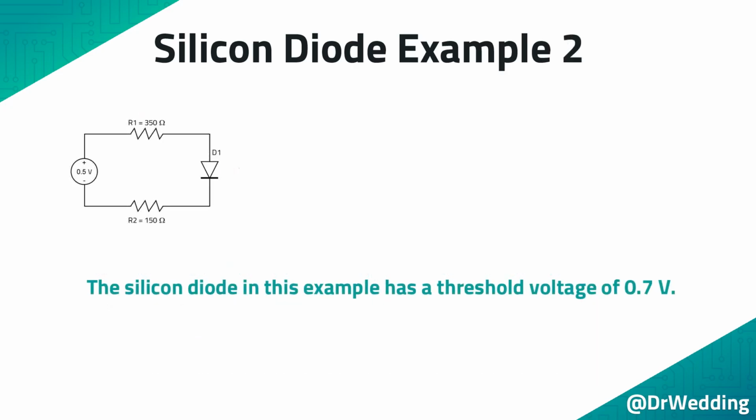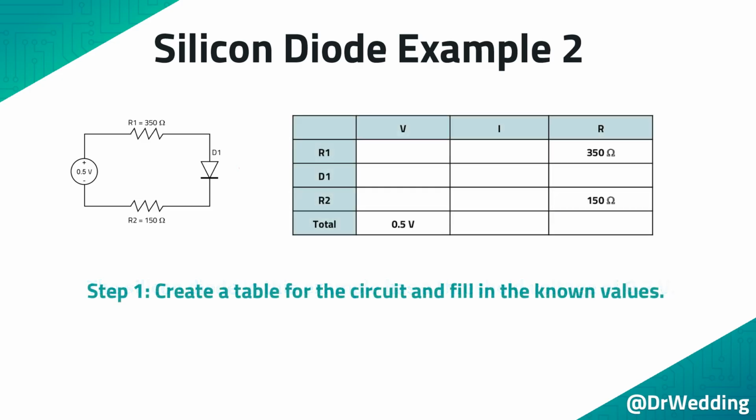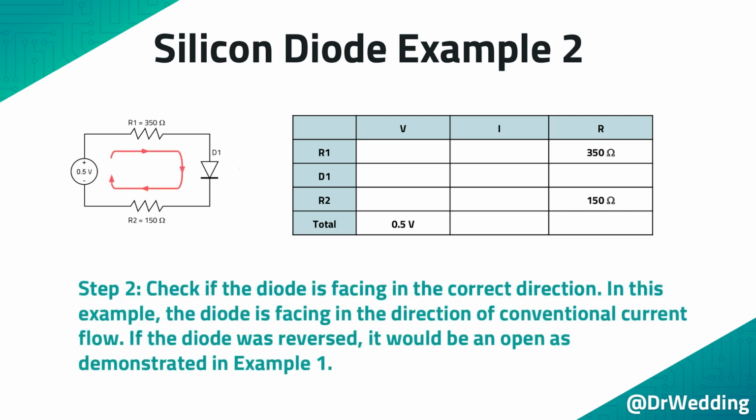Here is the second example with a silicon diode. The silicon diode in this example has a threshold voltage of 0.7 volts. Step 1. Create a table for the circuit and fill in the known values. Step 2. Check if the diode is facing in the correct direction.